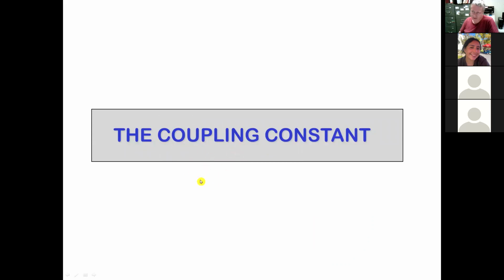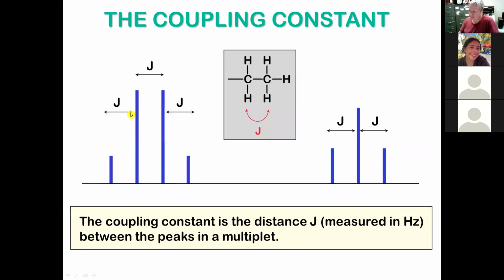At the end of coupling now. Coupling constant. What's this coupling constant? It's related to splitting, right? It's this concept of splitting that we're talking about. So it's really just the distance between the legs of a multiplet. So a quartet, it's the distance between the legs.